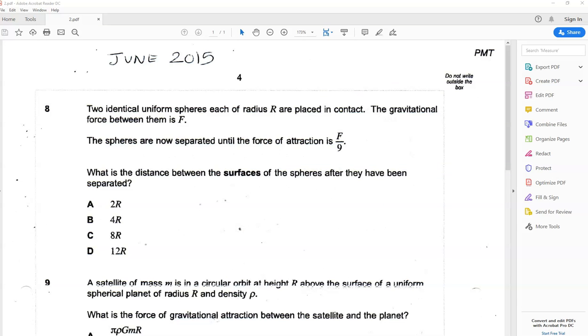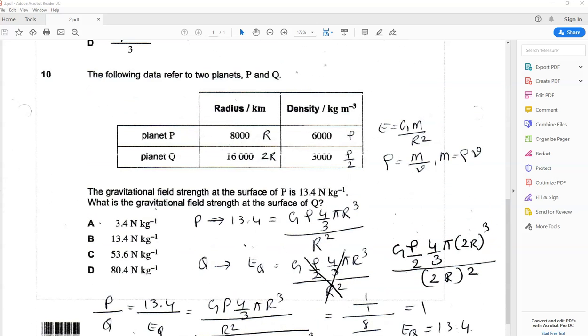So, one more problem using the density. This is from the June 2015 paper. The following table refers to two planets, P and Q. This is the information about planet P, and this is for planet Q. Planet P has a radius of 8,000 kilometers and a density of 6,000. Planet Q has a radius of 16,000 and a density of 3,000. The gravitational field strength at the surface of P is 13.4. What is the gravitational field strength at the surface of Q?